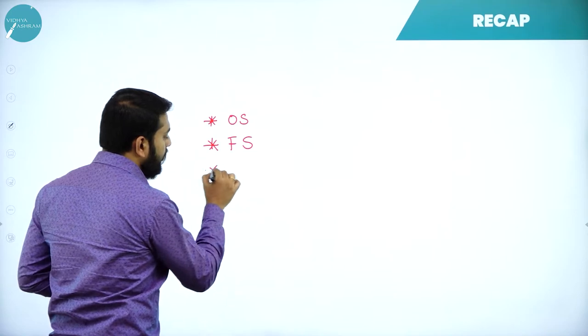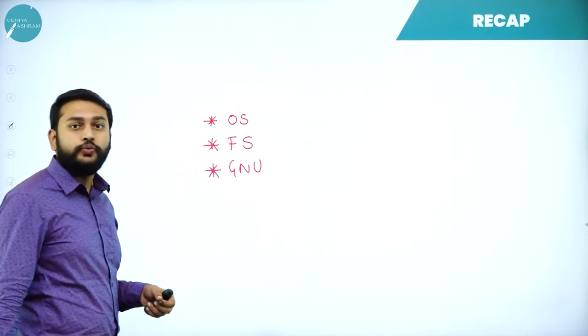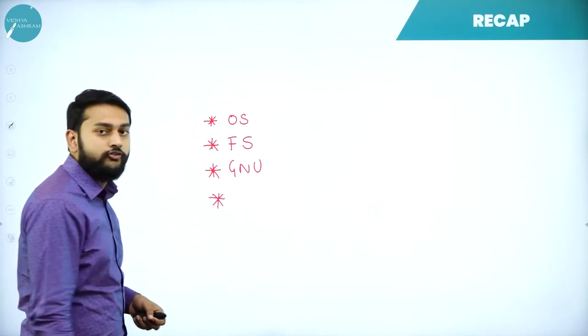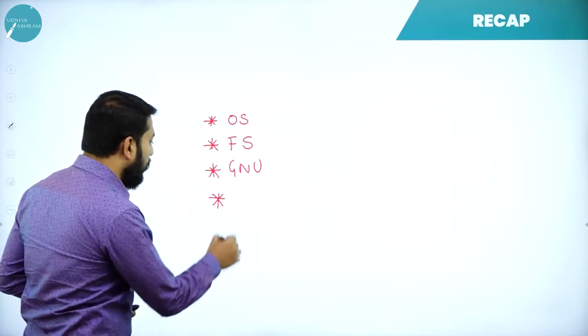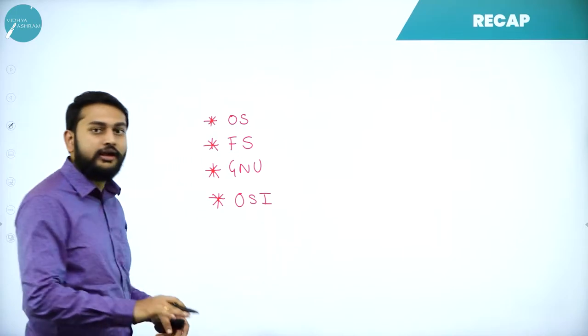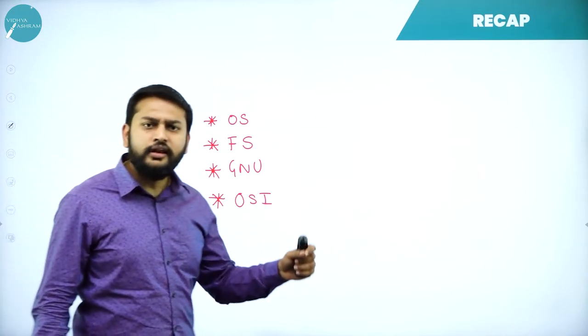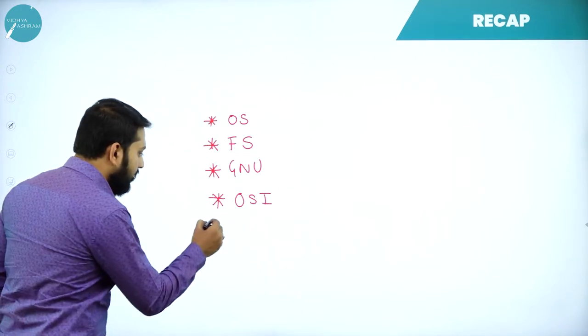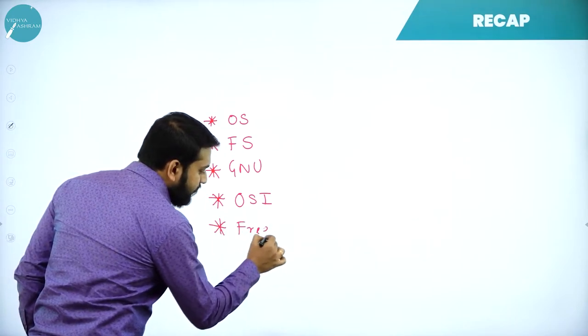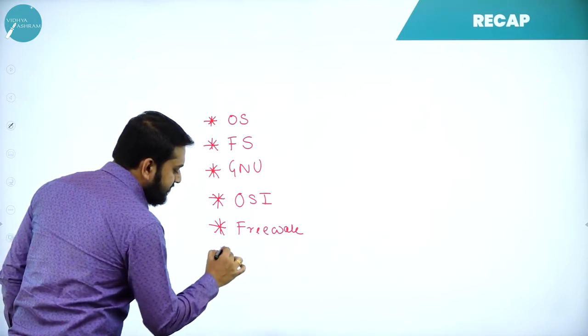So we have discussed what open source means and what free software means. We have also discussed a lot of communities. We discussed GNU, and also some of the forums of free software and also OSI. Please remember OSI is not open system interconnect. Open Software Initiative is what you need to remember. Then finally we discussed freeware and shareware.